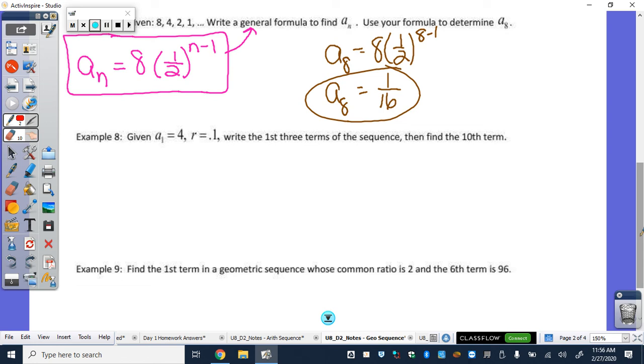All right, example number 8. We got a first term of 4, an r of 0.1. Write the first 3 terms of the sequence and then find the 10th term. Well, first term's already given to us, so that one's pretty easy. Second term, so just multiply 4 times 0.1. What do we get? 0.4. Multiply again times 0.1. 0.04. So there is our first 3 terms: 4, 0.4, 0.04.